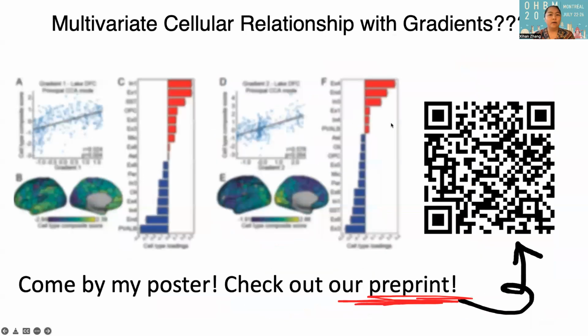Encouraged by that, we examined the multivariate cellular relationship with gradients and kept obtaining a correlation that's above 0.5, even after removing the cell types that are univariately correlated with the gradients.